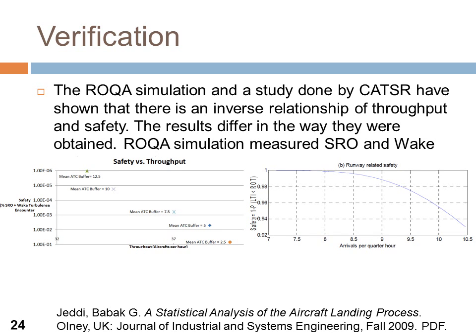In order to verify our simulation results are correct, we did a comparison of data between that of our ROQA prototype and a study done by Katzer. As you can see, both show a similar downward curve, which says there's an inverse relationship between safety and throughput. Differences occur as the results differ in the way they are obtained, ours by simulation and the other done analytically. Also, the graph on the right is for SRO only.